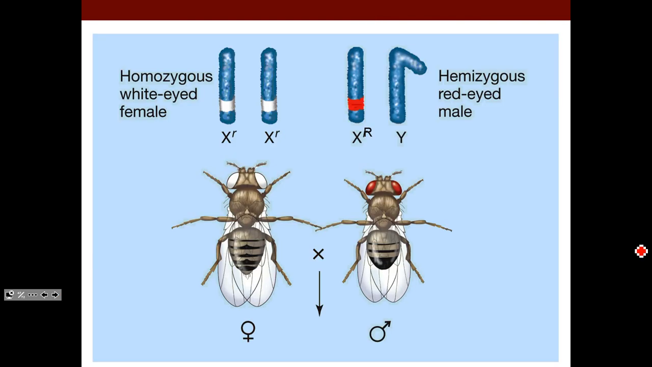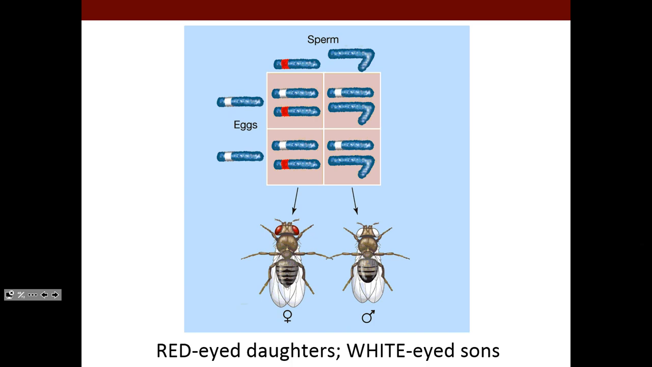If you look at a different cross, here we have a homozygous white-eyed XX individual, 2 copies of the recessive allele, and we mate that with a hemizygous red-eyed XY individual. Then we end up with another strange pattern in which all of the XX individuals are heterozygous, and all of the XY individuals are hemizygous white-eyed, right?